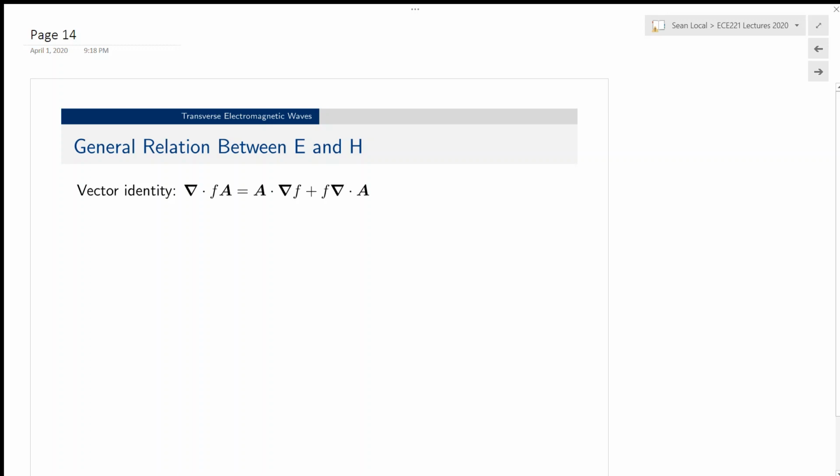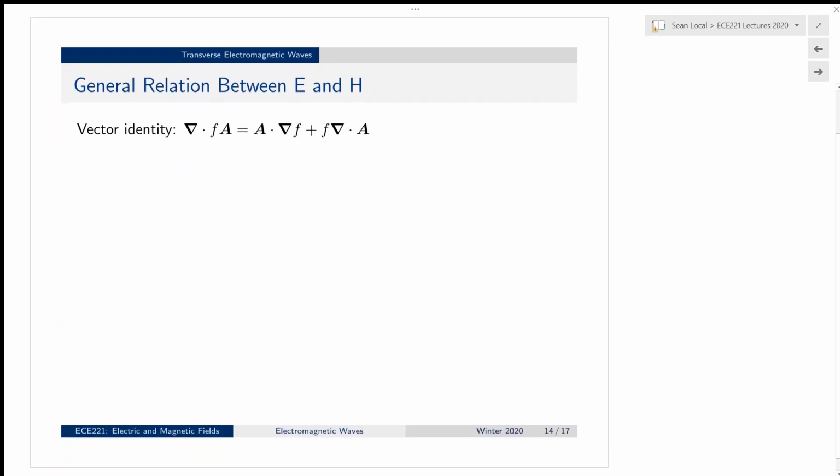We will make use of this vector identity, which is given at the top of the slide here, which just tells us what happens when we take the divergence of a scalar f multiplied by a vector a. And we'll make use of this equation. The reason that we need this is that if we take a close look at our electric field phasor expression, E tilde is equal to E naught multiplied by e to the minus j k dot r. So in this equation, we recognize that this part is the scalar term f, and this part here is the vector term a.